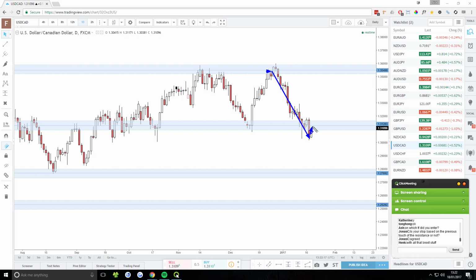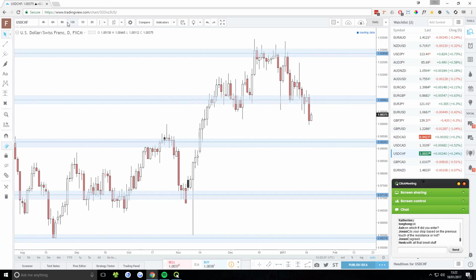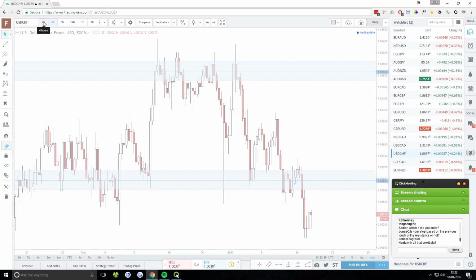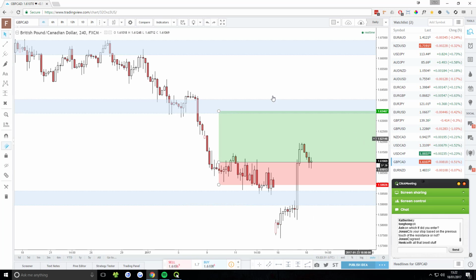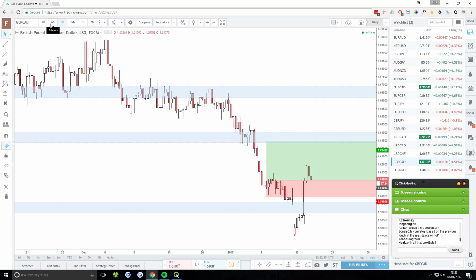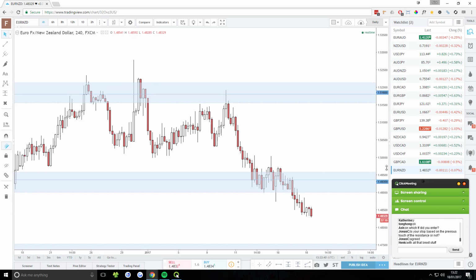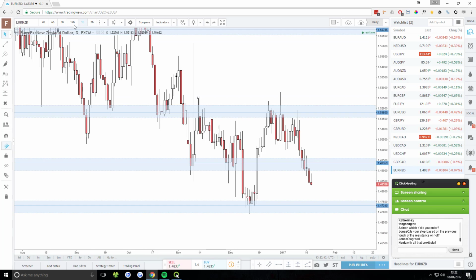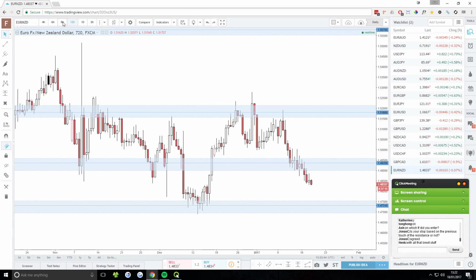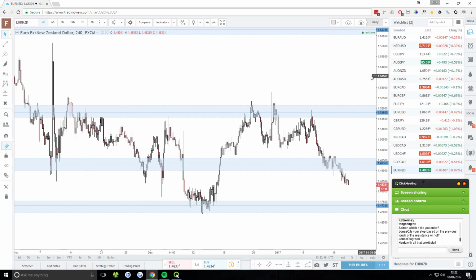Yeah, so this could be the start of a continuation. Something like this. But there's nothing really that I'd want to trade there. USD CHF is in between two support resistance areas. GBP CAD I probably wouldn't want to trade, but it's in between two support resistance areas regardless. And Euro New Zealand, yeah, in between two support resistance areas. So there are no new setups right now.